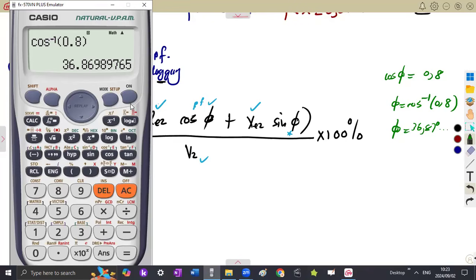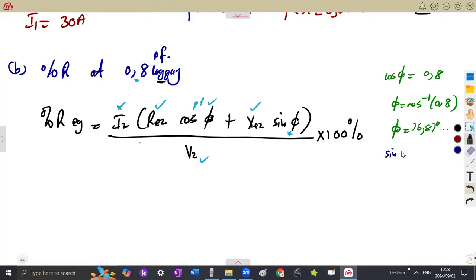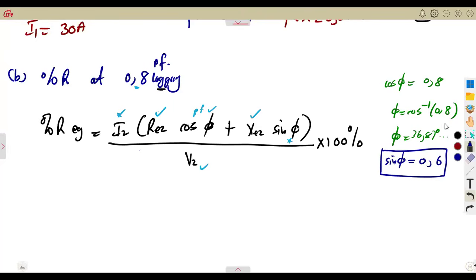But this is what you want: you need the sine of this angle. Remember, this is your phi. So you just find the sine of the answer so that you get exact values. The sine of the answer as a decimal is 0.6. So the sine of phi in this case is equal to 0.6. Just use the sine of the answer, guys, so that you have the exact angle and exact values. So these are the two things that you need: the cos phi, which is already there, our lagging power factor, and the sine of phi. With this, we can substitute and calculate the percentage regulation.